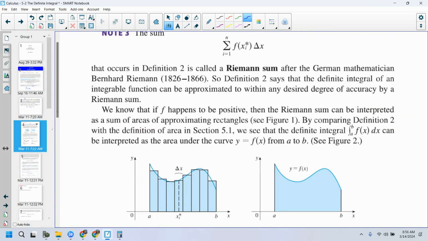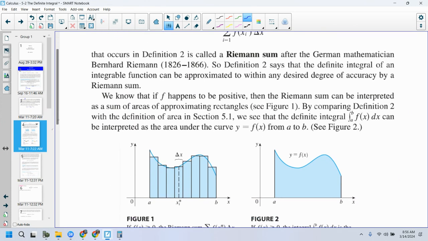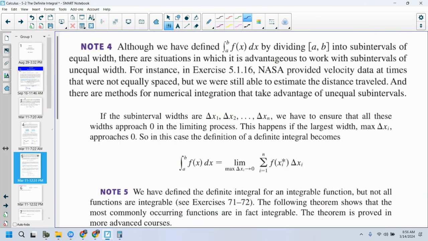What else did I want to say up there? What was that note? Riemann sum, blah, blah, blah. Up here. Yeah.